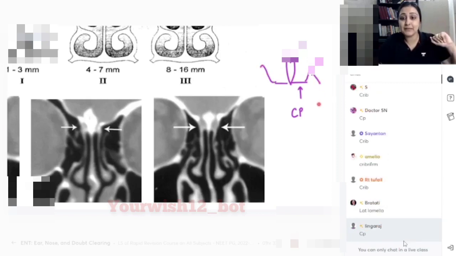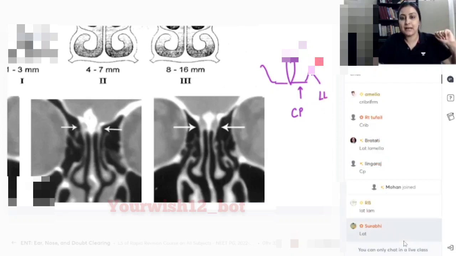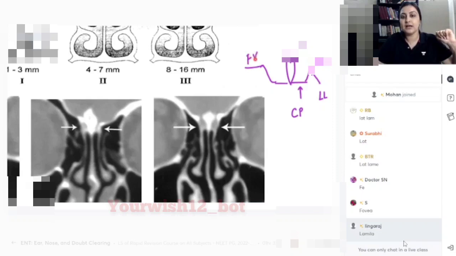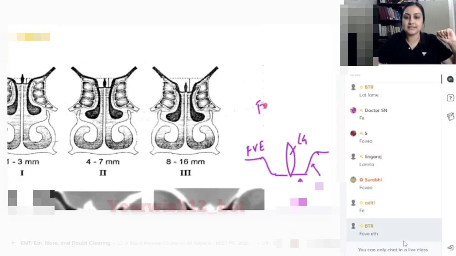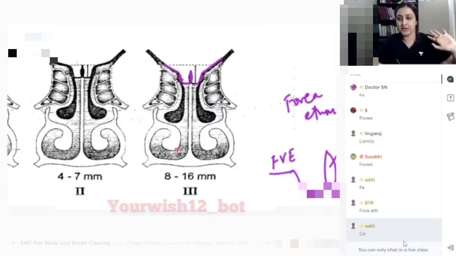The margin of the cribriform plate, at the top, what are these called? We did basal lamella. Which lamella is this? Lateral lamella. So this is the lateral lamella, and then I have the roof. The roof is called the fovea ethmoidalis. All right, did you understand? So what do we have? Let me show it to you in this image also. So here I have crista galli, cribriform plate, lateral lamella, and then the horizontal roof is fovea ethmoidalis.